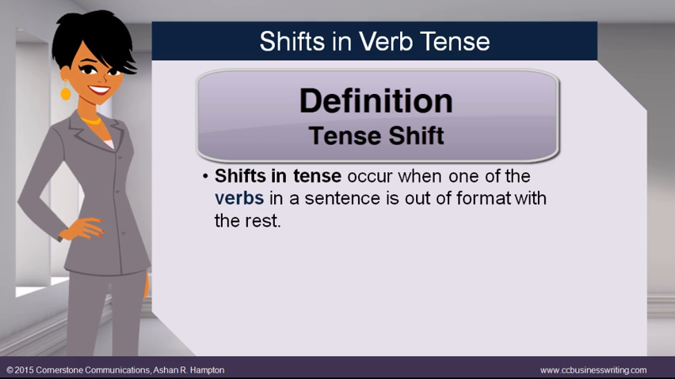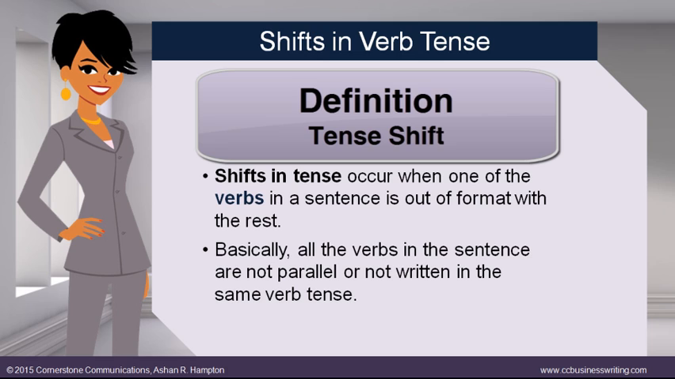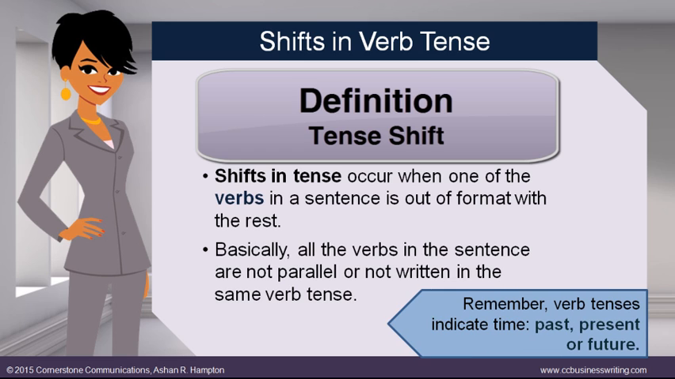What do we mean by a shift in tense? Well, a shift in verb tense occurs when one of the verbs in a sentence is out of format with the rest. Basically, all of the verbs in the sentence are not parallel or not written in the same verb tense. Remember, verb tenses indicate time: past, present, or future.